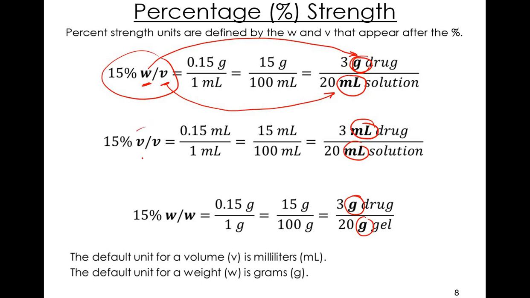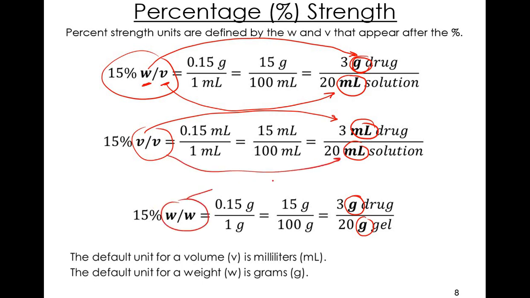The second one, volume, tells you that there's a volume for the top and the volume on the bottom. And then, of course, a W/W would be grams on top and grams for the total preparation on the bottom.